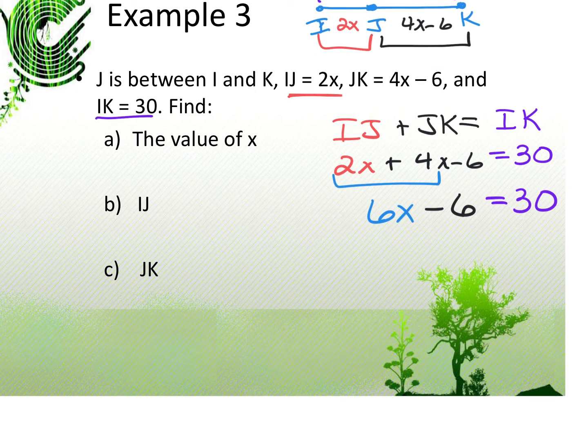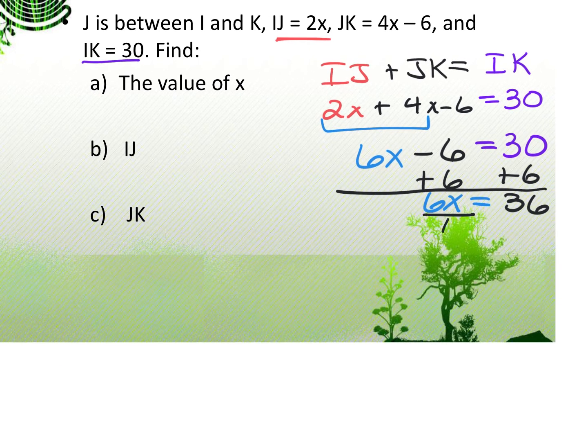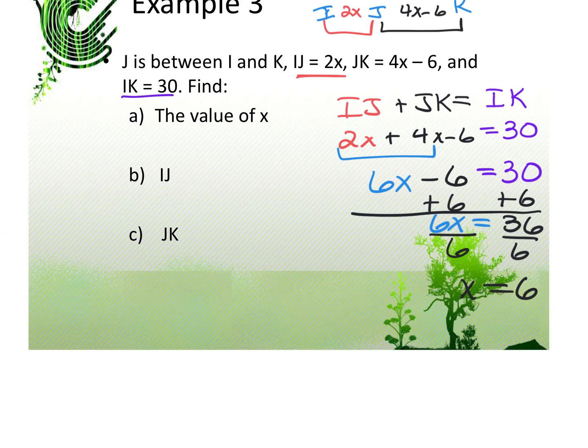I'm working backwards of PEMDAS. So I'm going to add or subtract first. So I'm going to be adding 6 to both sides. And I end up with 6x equals 36. Divide both sides by 6. And x equals 6. That was part A's answer. It said find the value of x. So x equals 6.